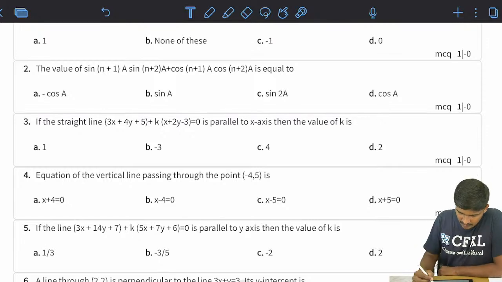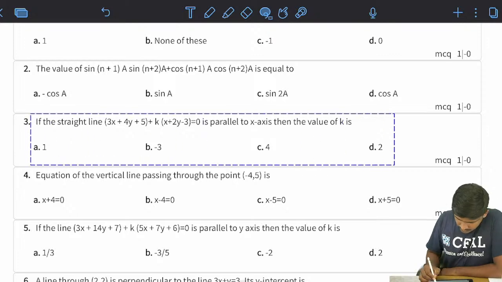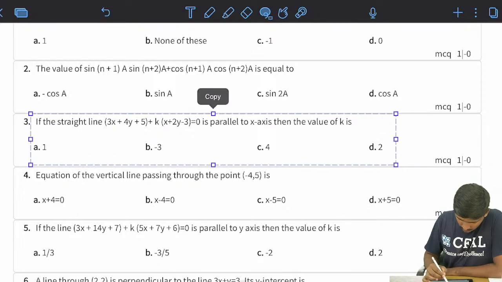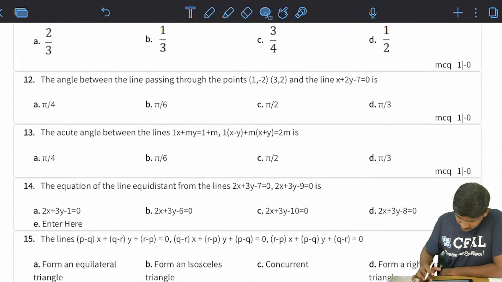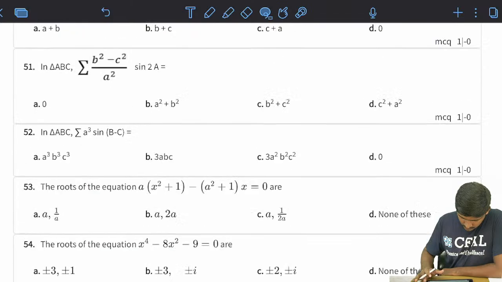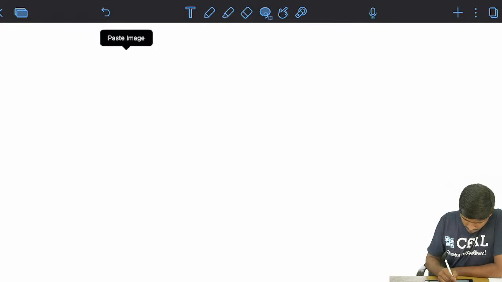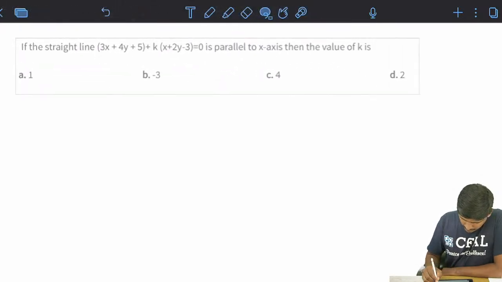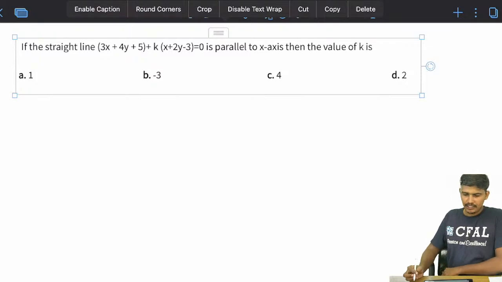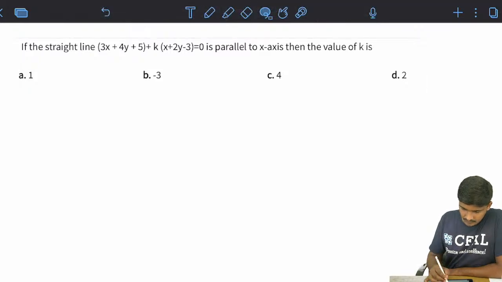Quite simple, there is not much difficulty here. So let me copy this question from here and paste the question here. Pasting is done. If a straight line 3x + 4y + 5 + k(x + 2y - 3) = 0 is parallel to the x-axis, then the value of k. So how do we do this?